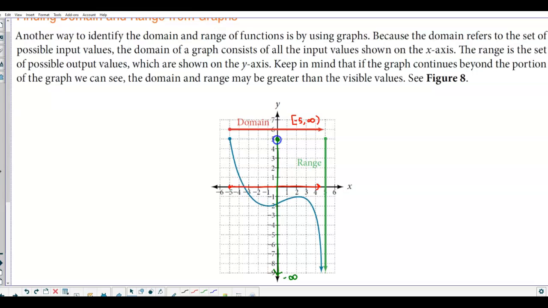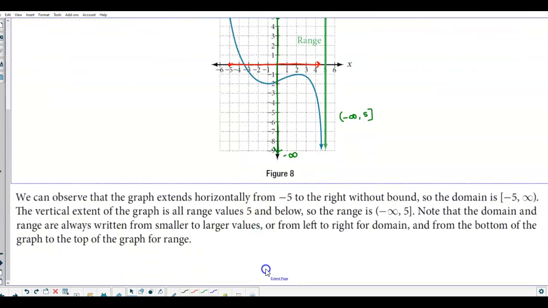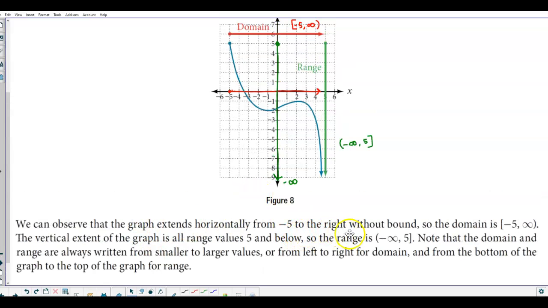So that means that in our interval notation, we always start with the smallest number first, and the smallest number is -infinity in our range. So we have a parenthesis around that, and it's going to go all the way up to 5 with a bracket. So we can observe that the graph extends horizontally from -5 to the right without bound. So the domain is bracket -5 to infinity with a parenthesis.